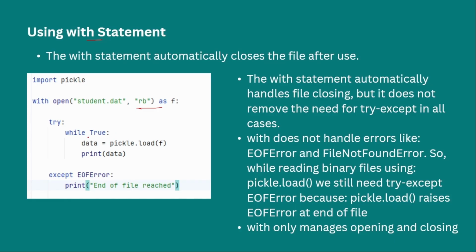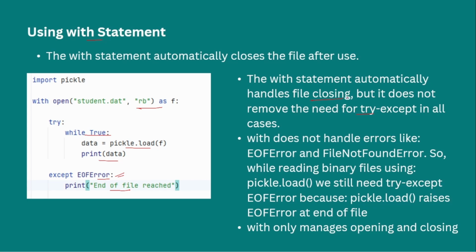Now again, under the try block we say while True: data = pickle.load(f), print data, and then under except EOFError we say print end of file reached. So again inside this loop it will keep printing the data until it reaches end of file. When it reaches end of file, the loop will come here and it will simply print end of file reached. See, the with statement automatically handles file closing, but it does not remove the need for try, except and all.